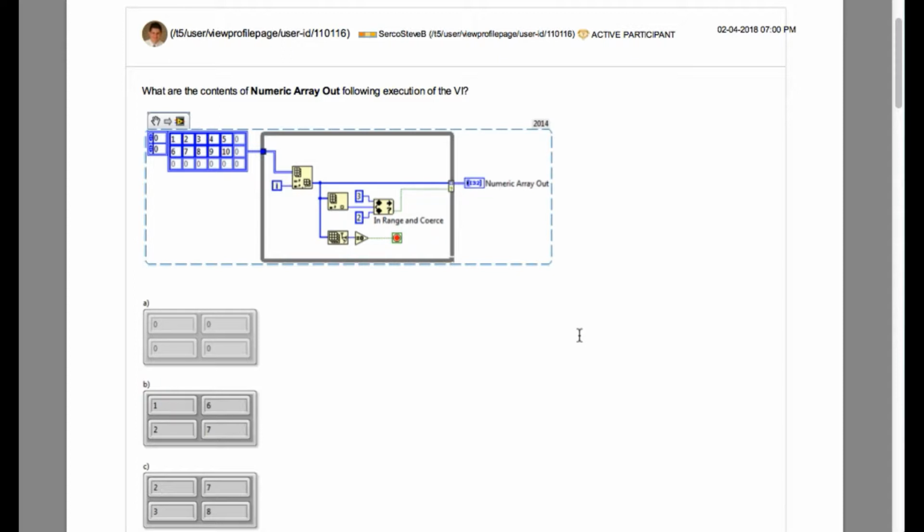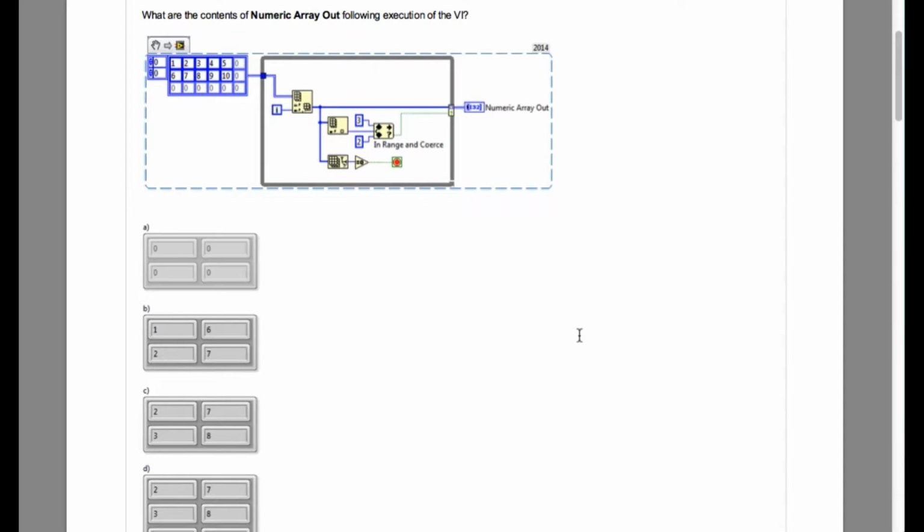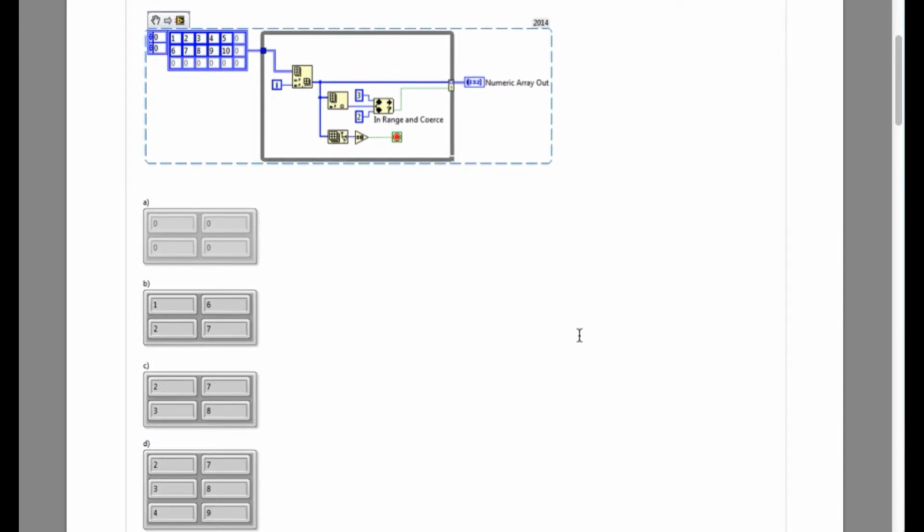Please pause, scroll, or mute if necessary to understand the problem and then resume when ready. Let's begin. You have been asked, what are the contents of numeric array out following execution of the VI?